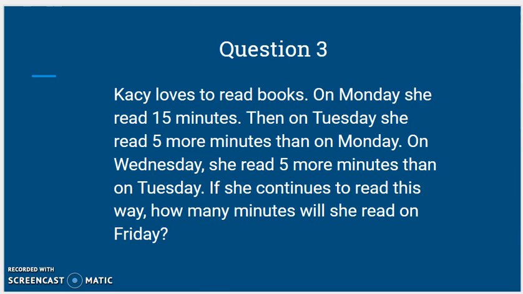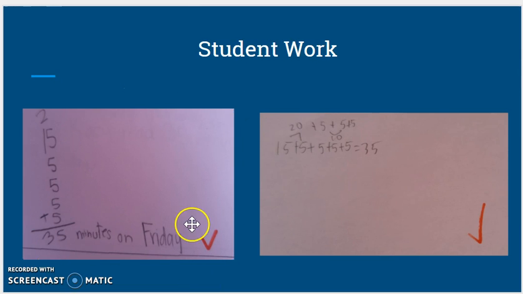and my answer would be 35. What the first student did was that she started with 15 minutes for Monday, and instead of adding 5 to every day and seeing what would be the total number for Friday, she just added 5 for every day. So for example, 5 for Tuesday, 5 more minutes for Wednesday, 5 for Thursday, and 5 for Friday. She added all of them and she got 35 minutes.